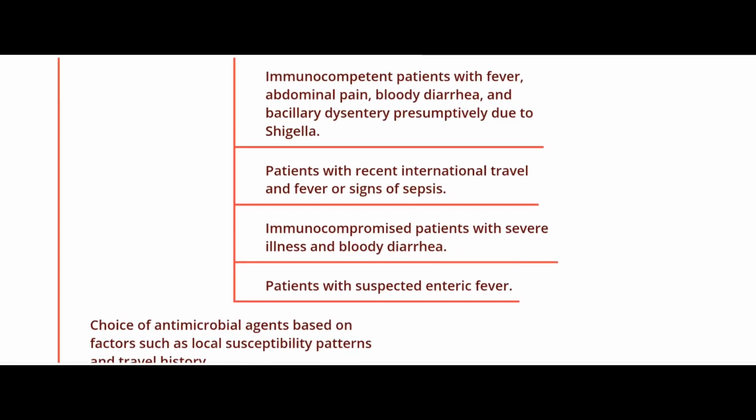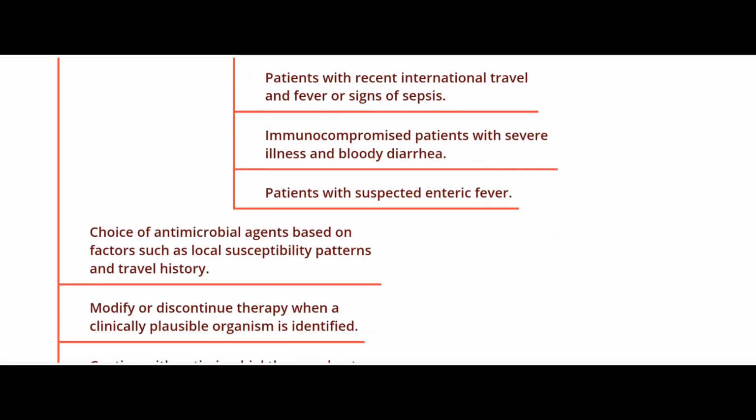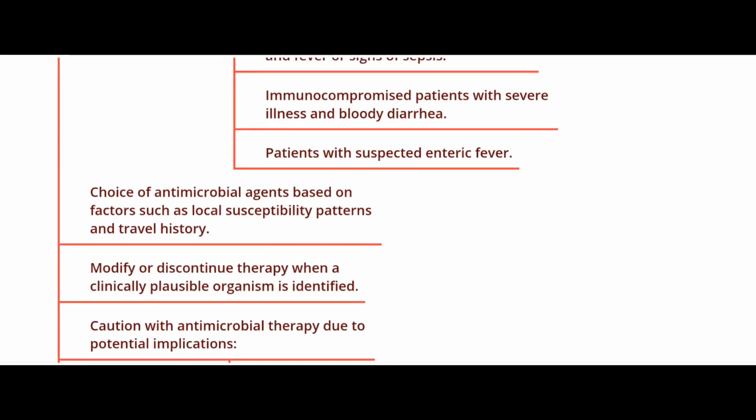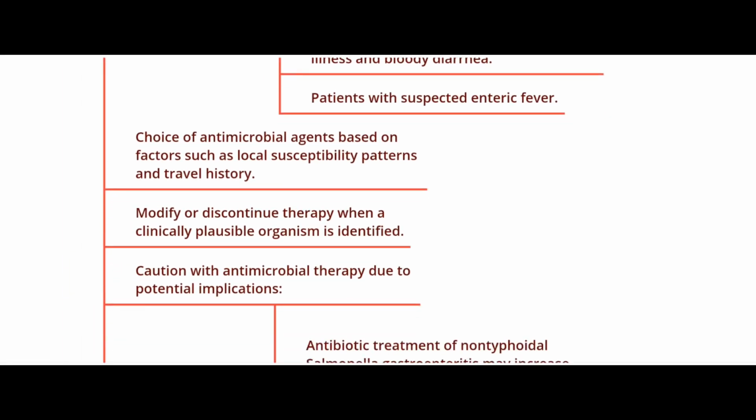The first group was immunocompetent patients with signs of shigellosis, and then immunocompromised patients with any type of severe illness and bloody diarrhea. And if the patient has suspected enteric fever, then we should start this patient on antibiotics. The choice of antimicrobial agents is based on factors such as local susceptibility patterns and travel history. The modification and discontinuation of therapy should happen when we have culture results.